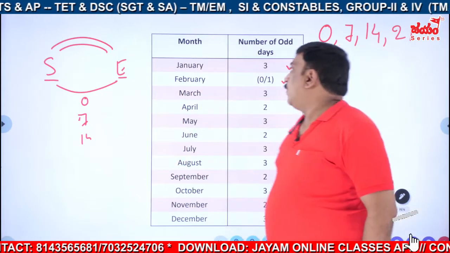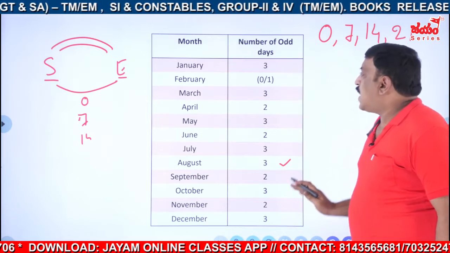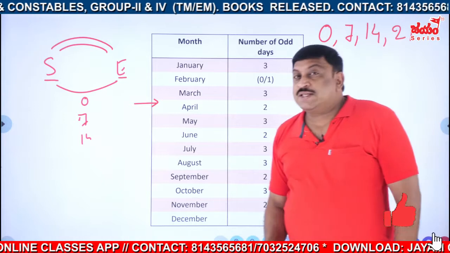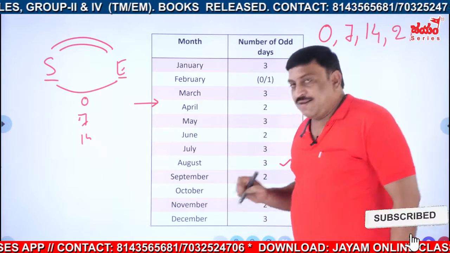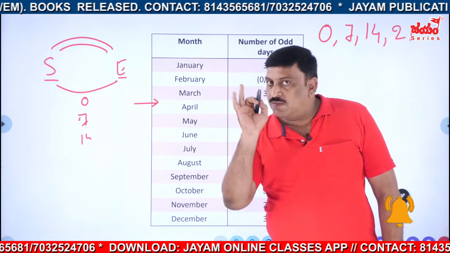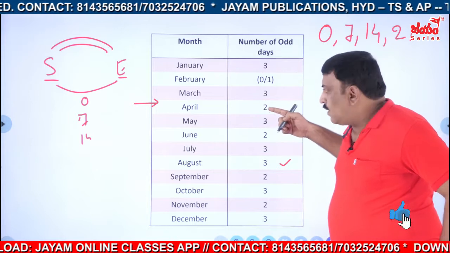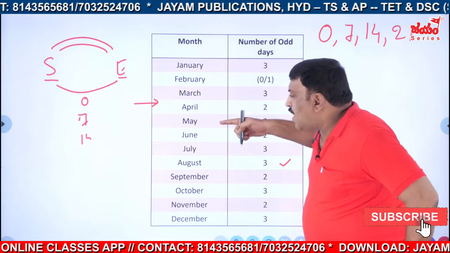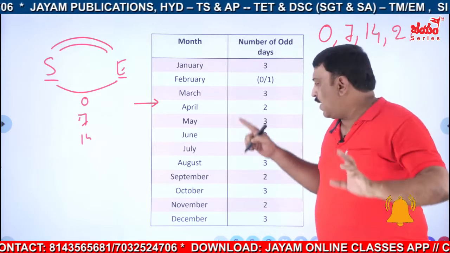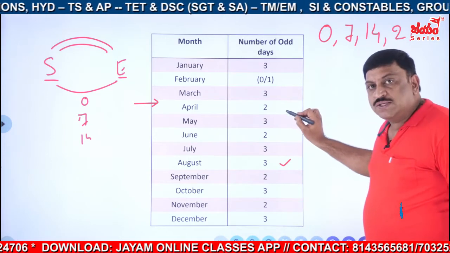Clear? Now, if I start with April, I want to see which is the same calendar month in this year. Same year, not next year or previous year. So I'll start with April. If April and another month are similar, I should get 0 odd days, or 7, or 14. But it is not so immediately, right? I'll start from April and count all these odd days now.